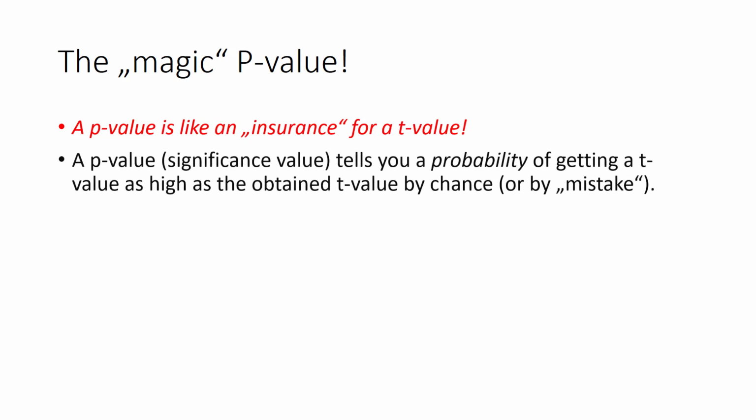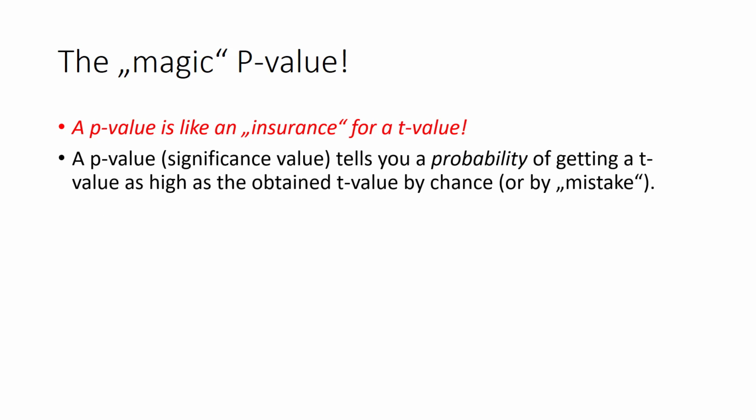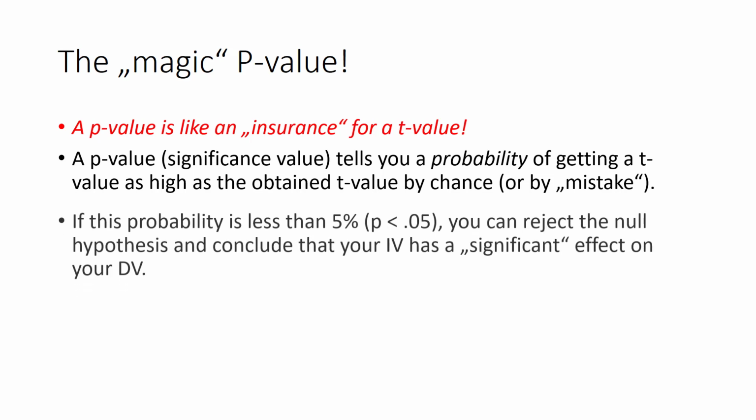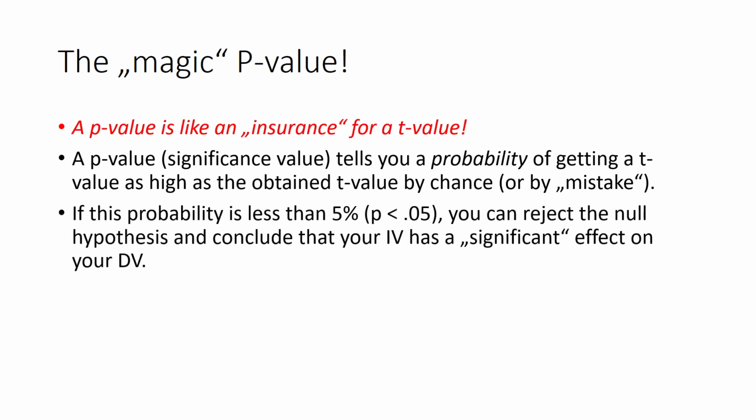Statistically speaking, a p-value or significance value is a probability of getting a t-value as high as the obtained t-value by chance. What does that mean anyway? That means if this probability is less than 5%, you try to run the t-test 100 times, and there's only less than 5 times that t-value makes a mistake and doesn't get the value as high as it's supposed to be. So you can think of a p-value as the number of times a t-value makes a mistake.